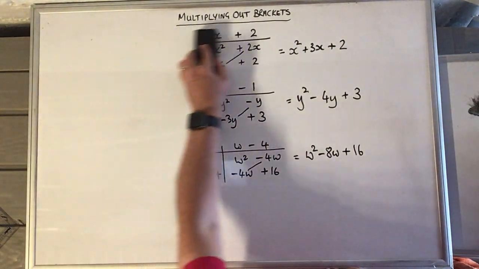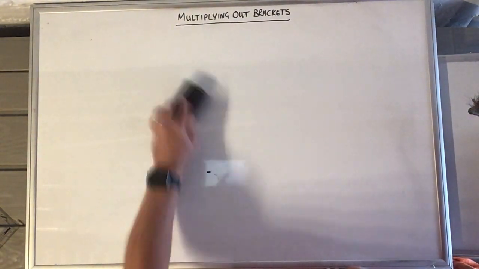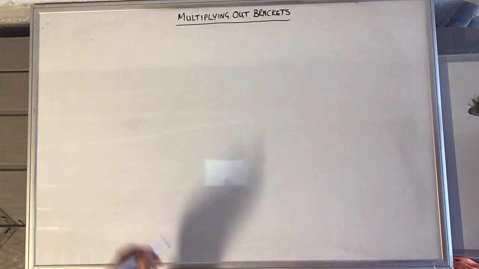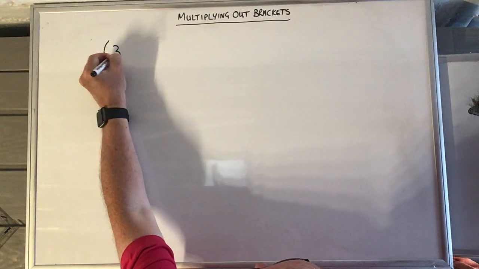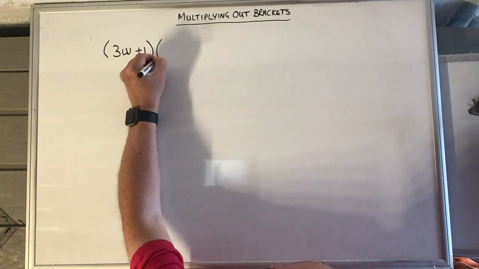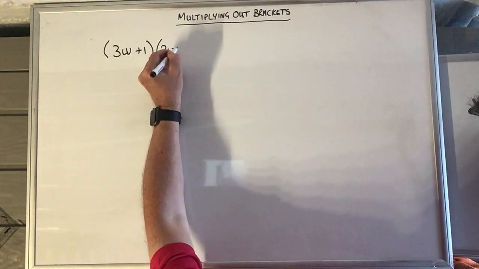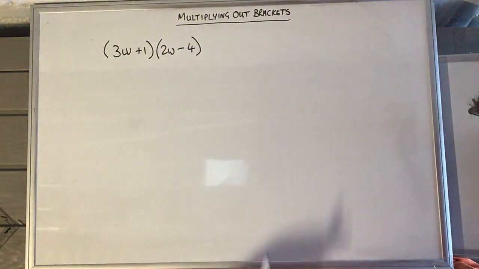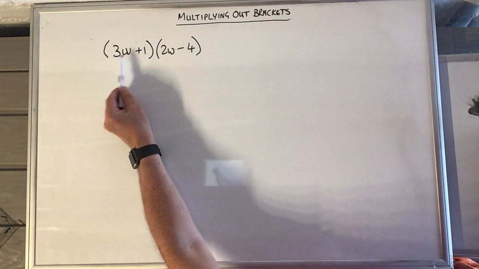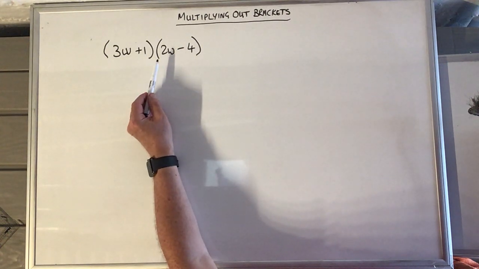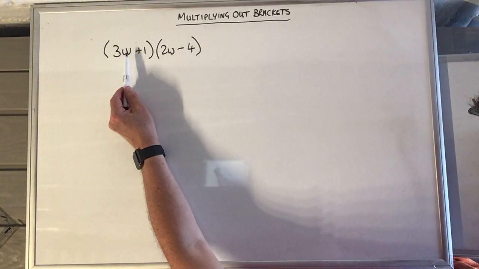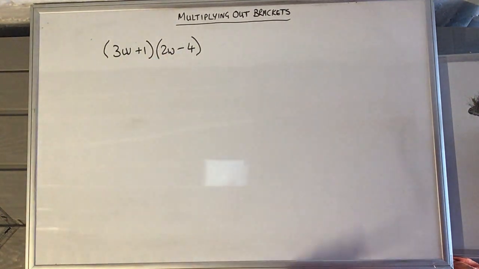Okay, right, let's do a slightly harder double bracket. And let's look for something like this. 3W plus 1, 2W minus 4. Something like that. So this time we've got coefficients in front of the W's. When you don't see the coefficient, when you've just got W itself, the coefficient's 1, but we never write 1. Anything other than 1, we have to put the number in. They're called coefficients.